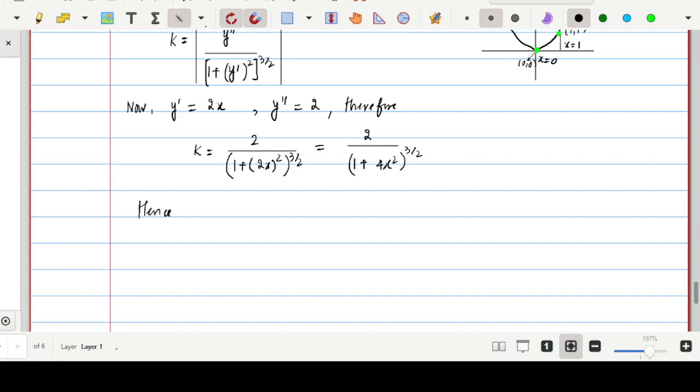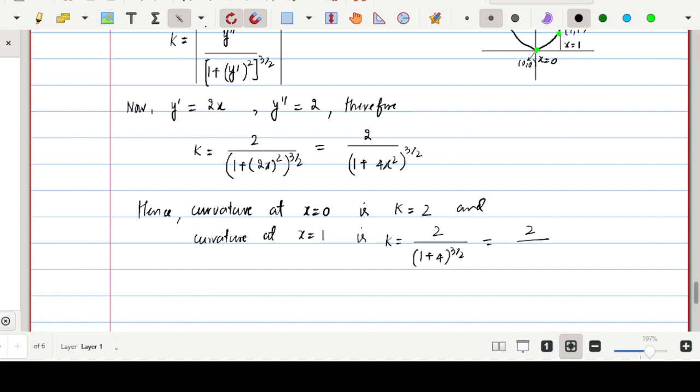So hence curvature at x equal to 0 is, so that is kappa is equal to, अब यहाँ पे हमें x का वैल्यू 0 पुट करना है, so we will get 2 divided by 1, so we will obviously get answer 2. And curvature at x equal to 1 is, अब यहाँ पे हमें x की जगह पे 1 पुट करना है in the given formula for curvature, so therefore we get kappa is equal to 2 divided by 1 plus 4, अब x² 1 ही बन जाएगा यहाँ पे, so this power 3 by 2, so this becomes 2 divided by (1 + 4) which is 5, power 3 divided by 2.